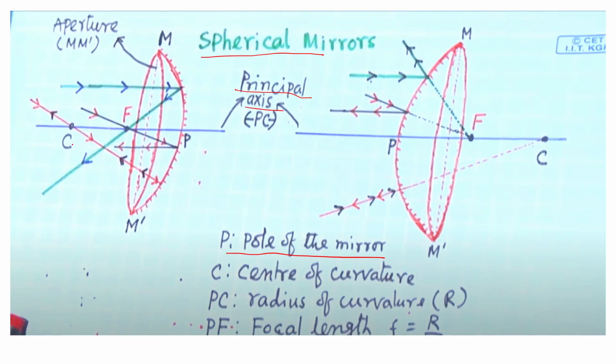This line is called the principal axis. This line, which passes through the center of curvature and the pole, is called the principal axis of the mirror, and any light parallel to this principal axis, after reflecting, goes through the focus. Another case: any incident light passing through the focus always reflects back and goes parallel to the principal axis.